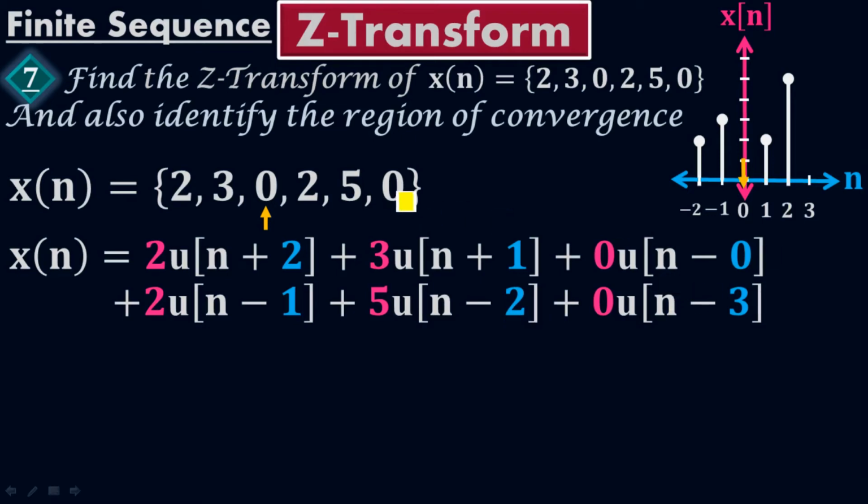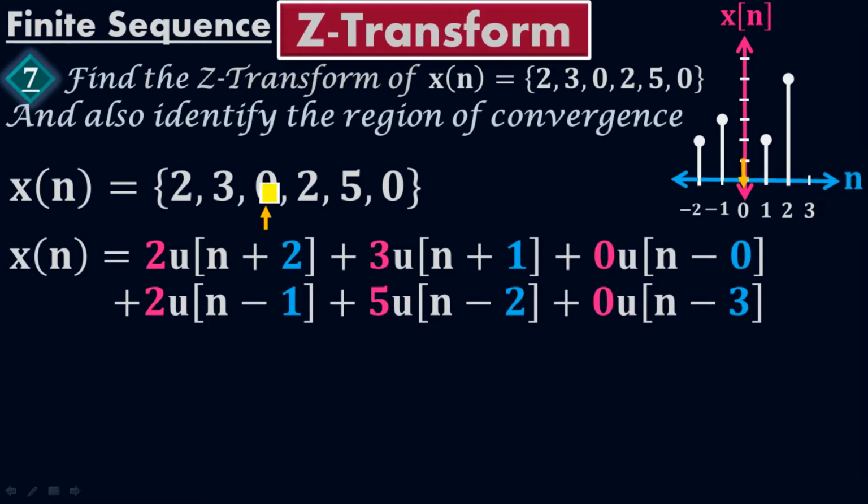Plus for the last point, which is 0. Here, the magnitude is 0, which means that I don't have any sample. So put the magnitude as it is and then times u of n minus 3. This point is at n equals positive 3. Therefore, you're going to put n minus 3.